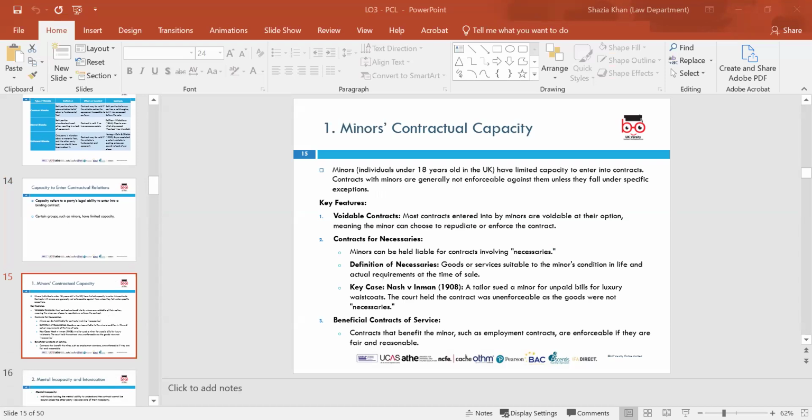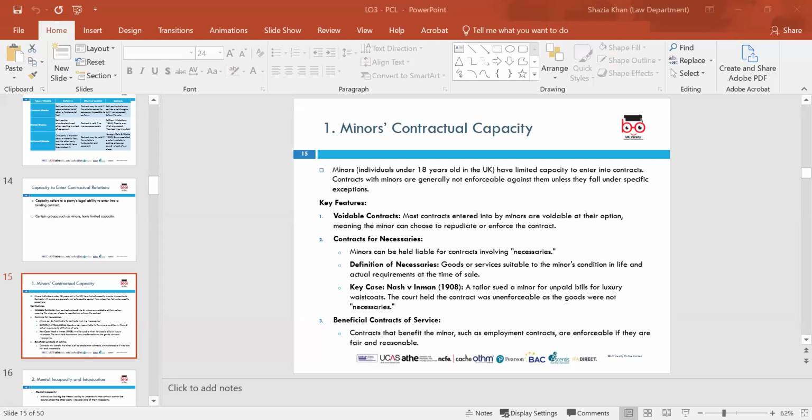So the first one we're going to look at is minors' contractual capacity. Minors are permitted to enter into contracts for limited purposes. However, the test of whether or not they can focuses on the nature of the transaction, and whether the minor is of such an age that they are capable of understanding it.